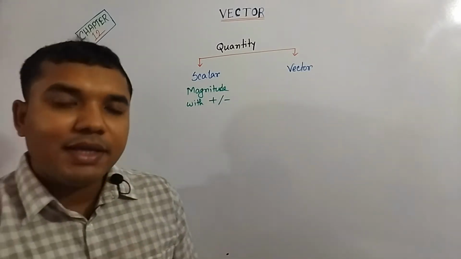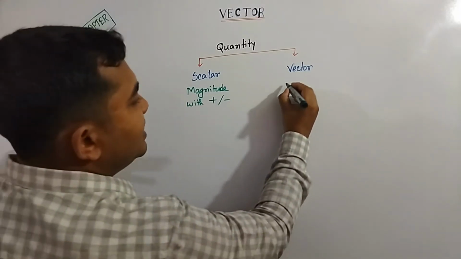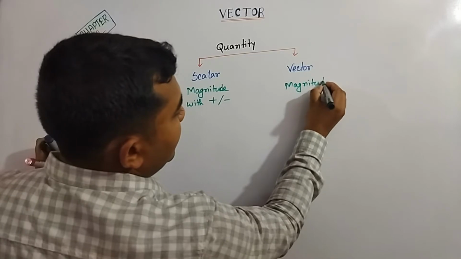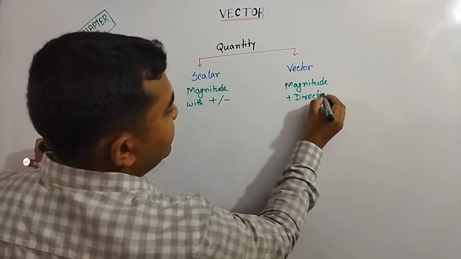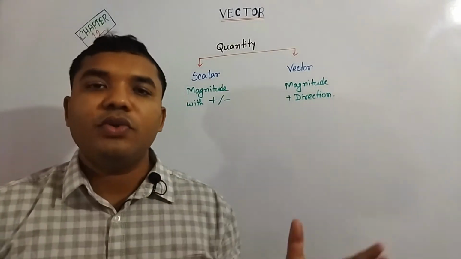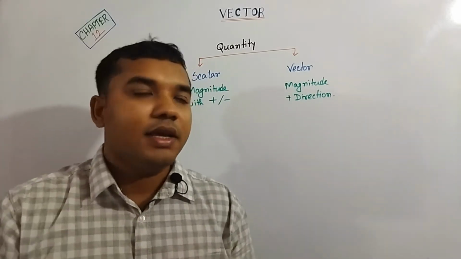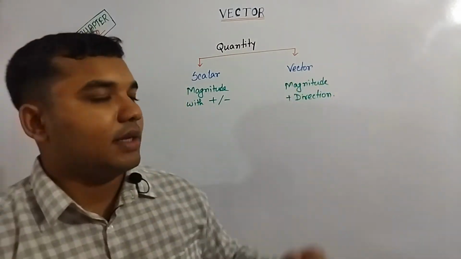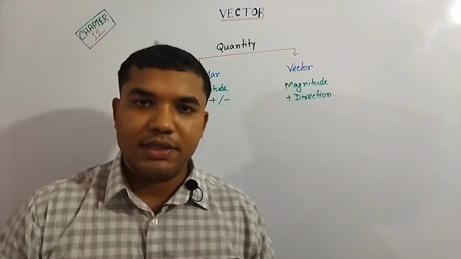Actually, if we express the vector quantity, we need two things at a time. One, obviously the magnitude, and another is direction. So if these two work together at a time, or to express a quantity fully we need these two at a time, then we can understand that the quantity is a vector quantity.